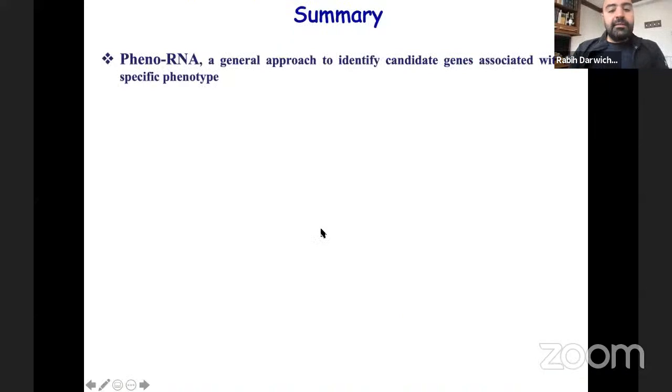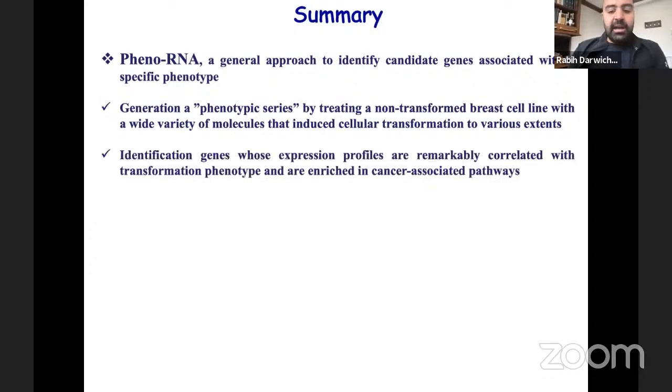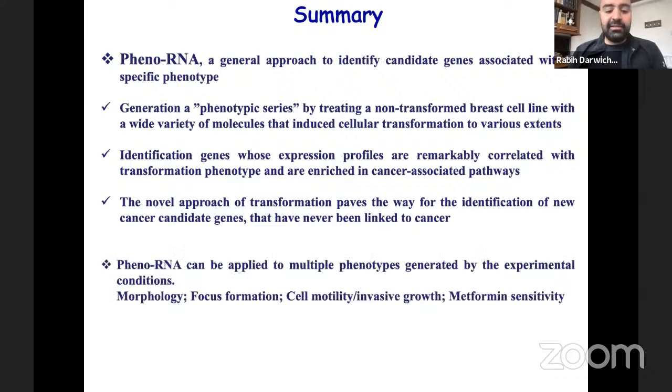To conclude, I hope I convinced you that pheno-RNA is a general approach to identify candidate genes associated with a specific phenotype by generating a phenotypic series, treating a non-transformed breast cell line with a wide variety of molecules that induce cellular transformation to various extents. We identified genes whose expression profiles are remarkably correlated with the transformation phenotype, and they are enriched in cancer-associated pathways. This novel approach paved the way for the identification of new cancer candidate genes that have never been linked to cancer.